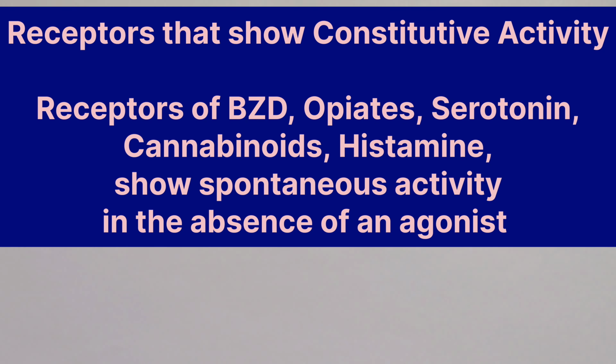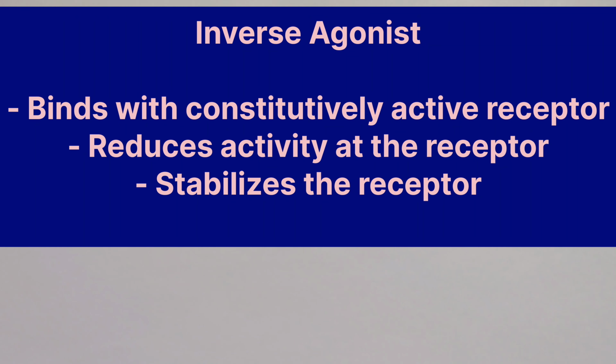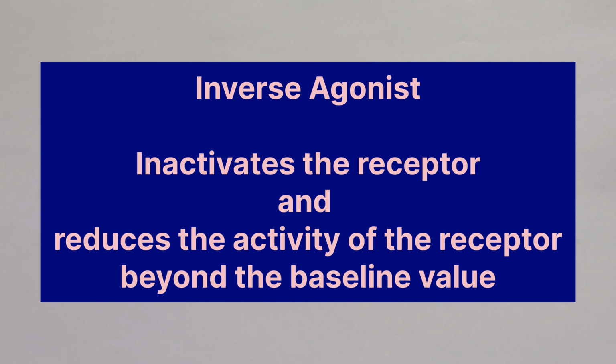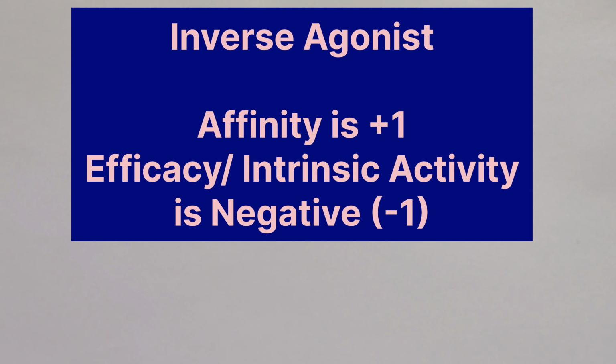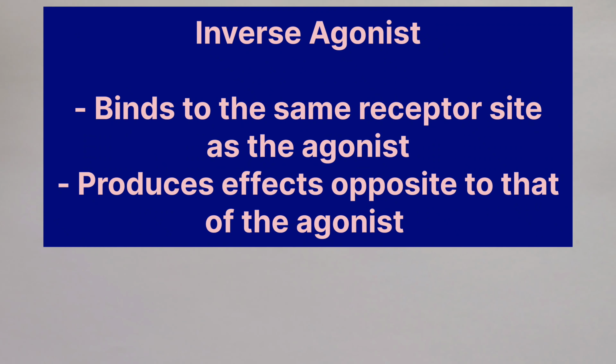So, an inverse agonist binds with the constitutively active receptor, stabilizes it and reduces the activity. An inverse agonist does not simply block the receptor but further inactivates the receptor activity beyond its baseline value. So, the intrinsic activity is negative, the efficacy is negative. Another key point about an inverse agonist is that it is a molecular chemical compound that can bind to the same receptor site as an agonist and produces a biological response opposite to that of an agonist.